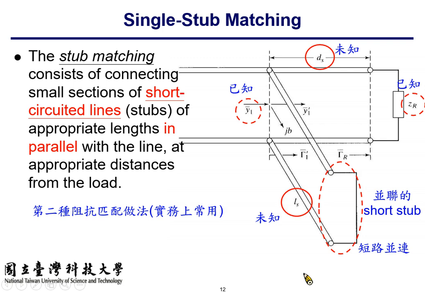Why do we use a short stop? Because with a short termination, and by changing the length of the short terminated transmission line, you can create any inductive loading or any capacitive loading. Because a short stop itself does not absorb any energy, all the incident signal is reflected, so it has a reflection coefficient of 1.